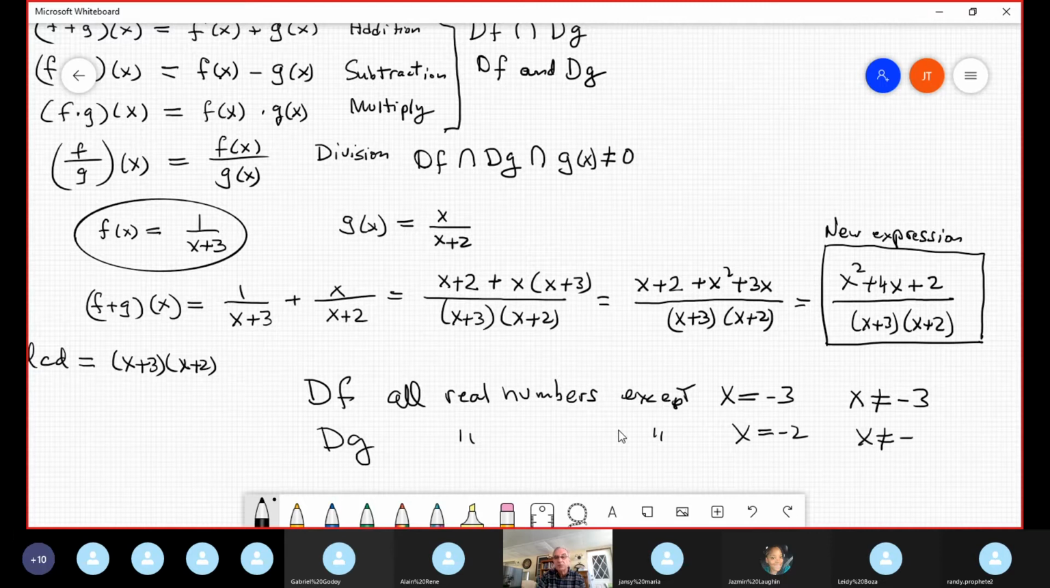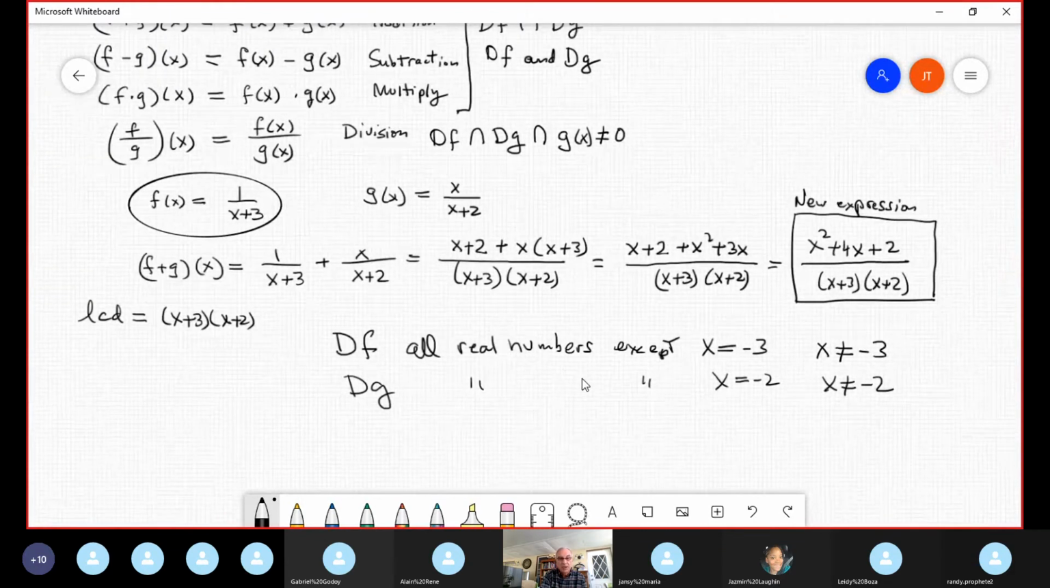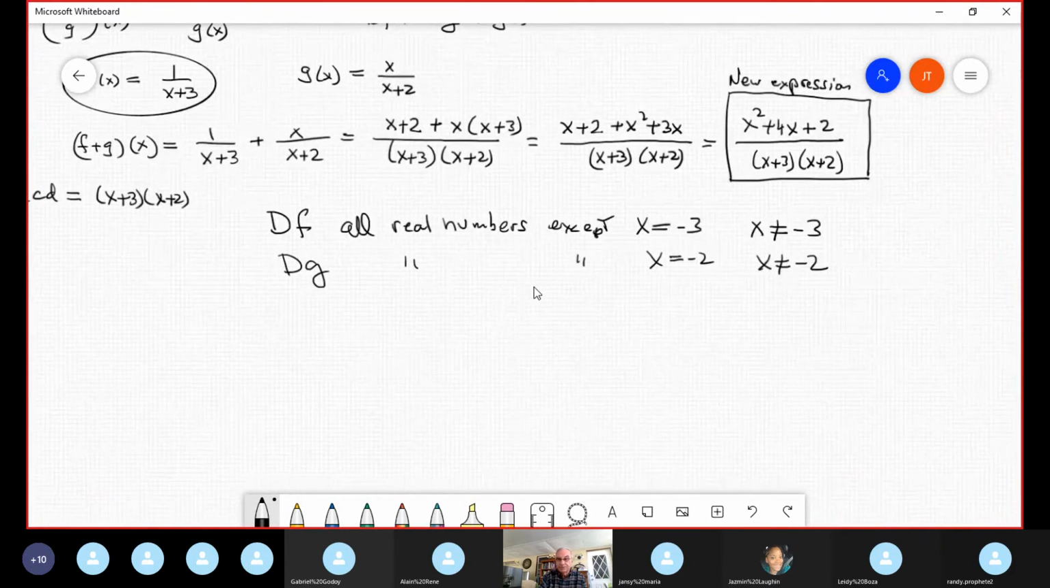Not -2. So, what is the answer? Leave it like that? No. Why not? Because normally in the test, I asked you to express a domain using interval notation.